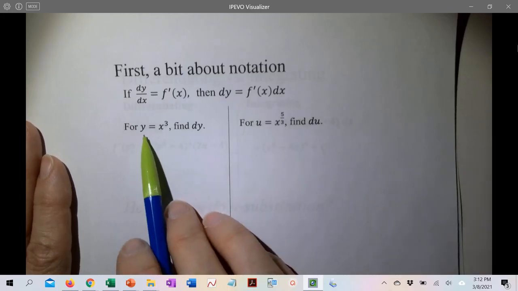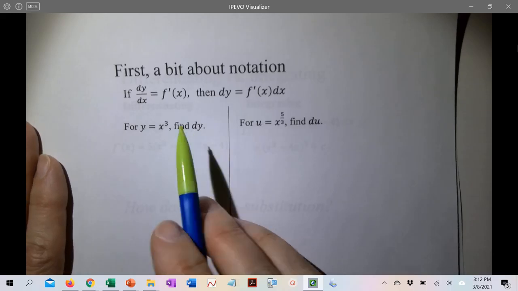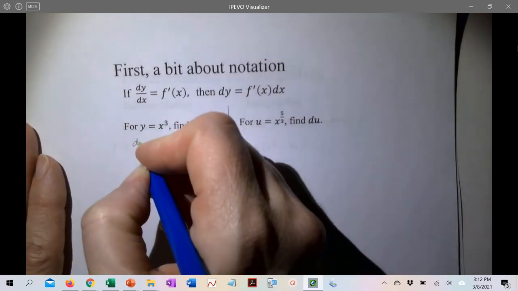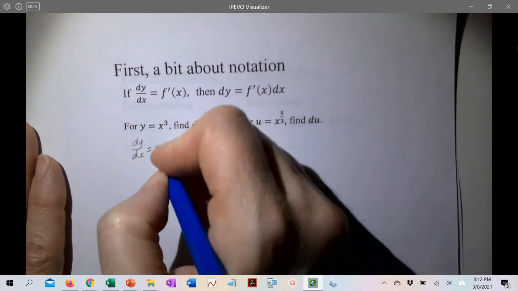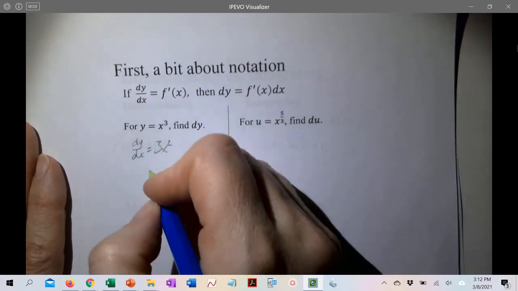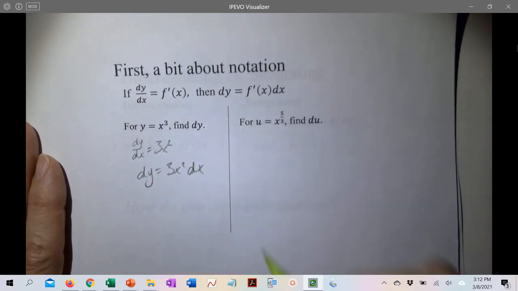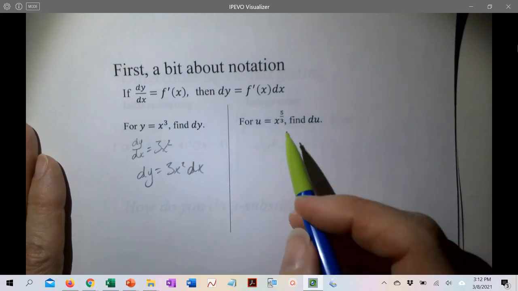And so let's look at something like this. If I have y equals x cubed and I wanted to find dy, then we can say, well, dy dx is 3x squared, and then multiply both sides by dx, so I have dy equals 3x squared dx. Over here, let's do the same thing.